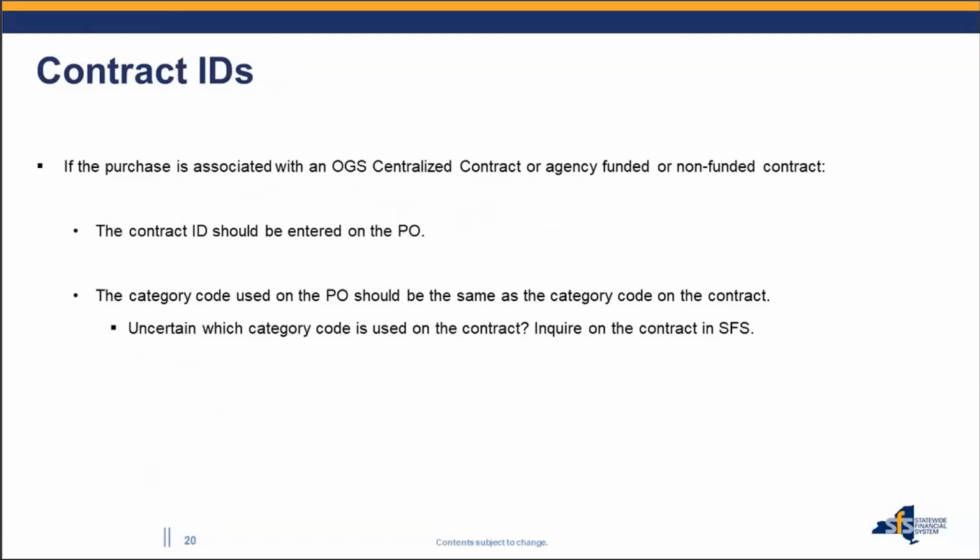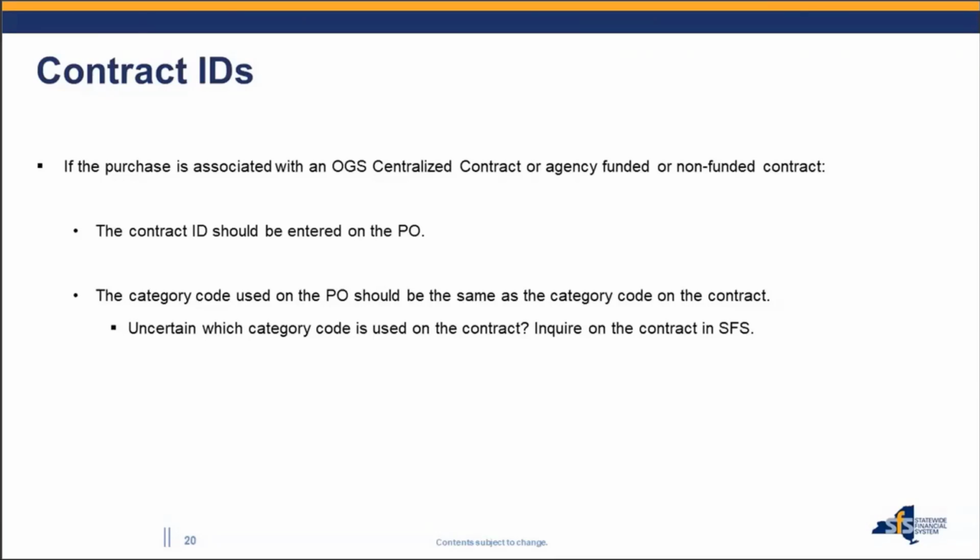Contract IDs. So contract IDs are pretty self-explanatory. There's a few different types of contracts that are used within Statewide Financial System. Those are the OGS centralized contracts, your agency-funded or non-funded contracts, and then your purchase authorization contracts, which kind of fall into those categories. Contract IDs, when appropriate, should be identified on the purchase order. How do you identify a contract ID on a purchase order?